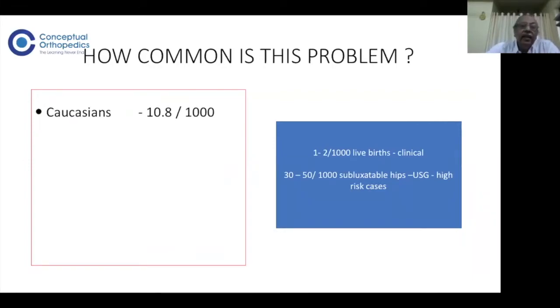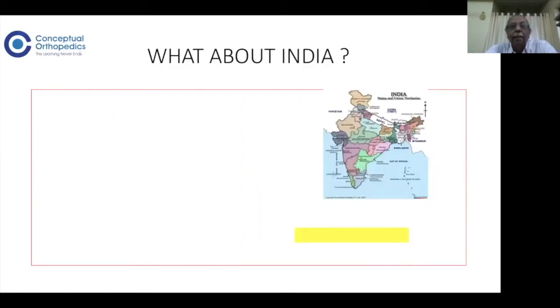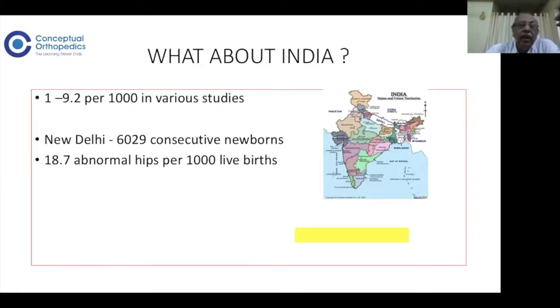But the incidence is very high in Caucasians and in Native Americans, while it is low in Chinese and almost nil in native Africans. So what about the problem in India? It has been reported between 1 to 9.5 per 1,000 in various studies.